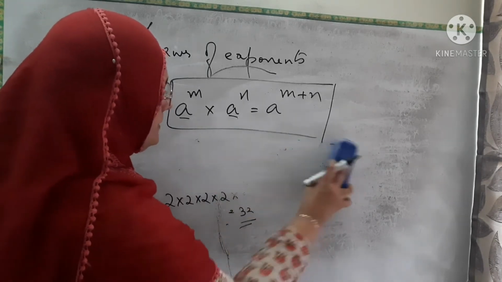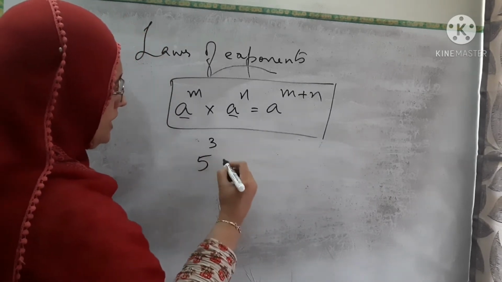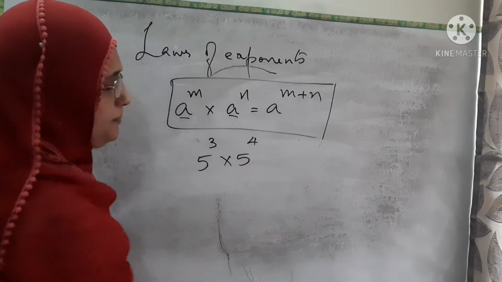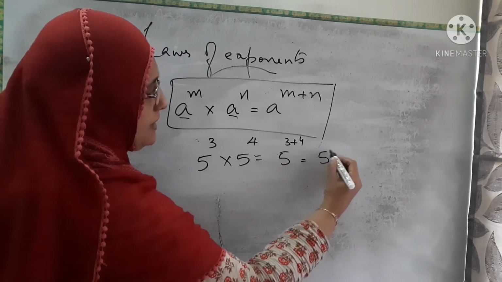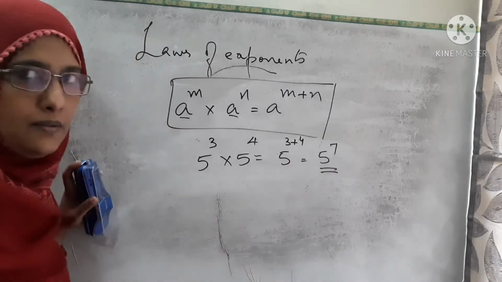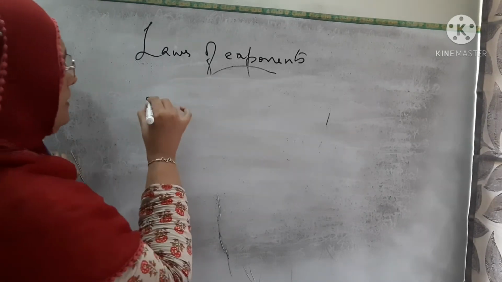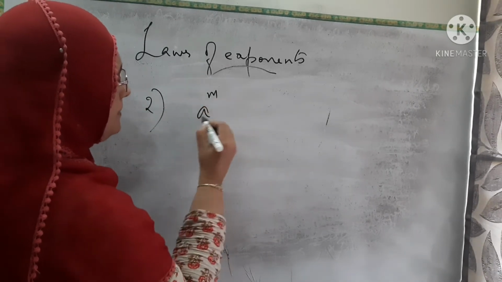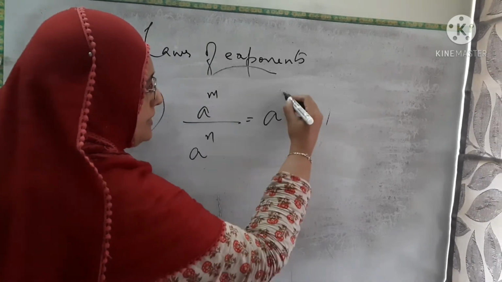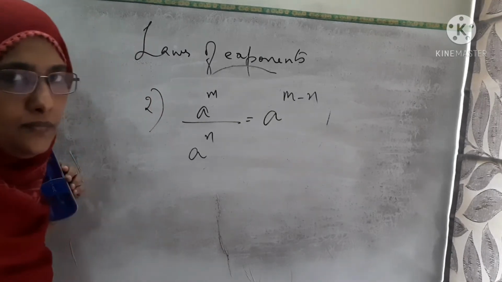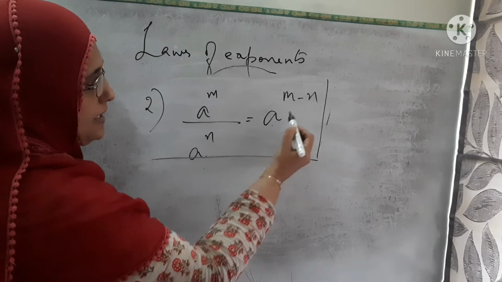See, for another example, 5 raised to 3 into 5 raised to 4 is equal to 5 raised to 3 plus 4, that is 5 raised to 7. Clear? So this is the first one. The next is division. a raised to m by a raised to n is a raised to m minus n. Understood? a raised to m by a raised to n is a raised to m minus n.